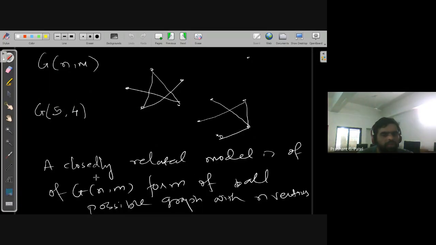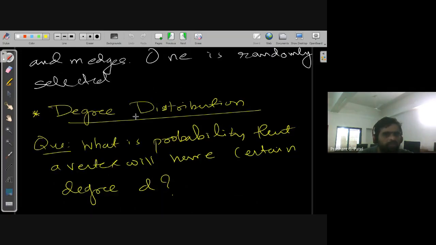Then we saw another graph model known as the G(n,m) model, which contains n number of nodes or vertices and m number of edges. So many graphs having n nodes and m edges are possible. Among them, you have to choose any one, and that's why it is a random graph.